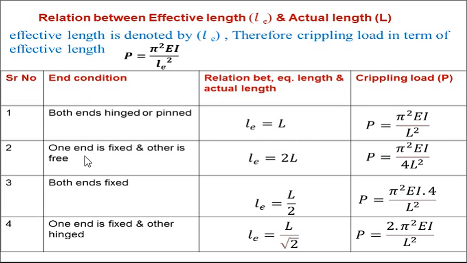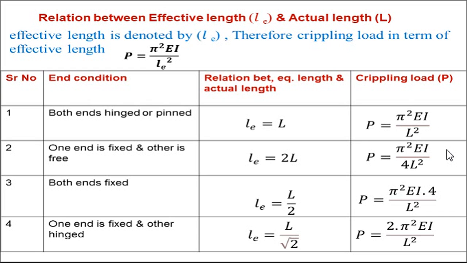Second case, if one end is fixed and the other end is free, we know that the effective length is double the actual length, or twice the actual length. So if you put that LE value, that is twice L, in the above formula, your formula becomes P is equal to pi square EI divided by 4L square.